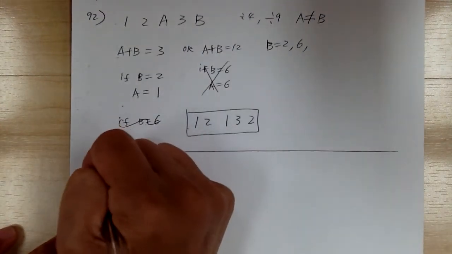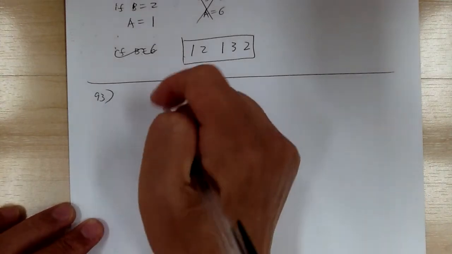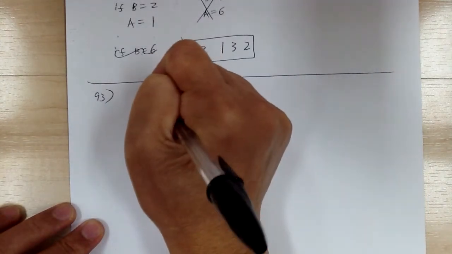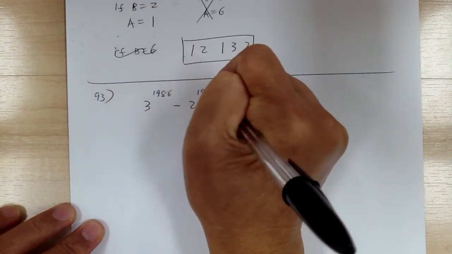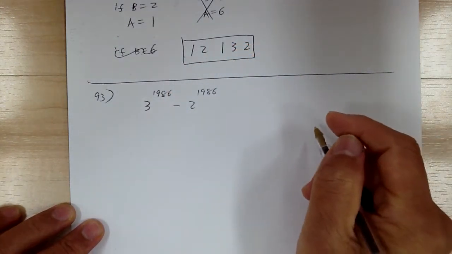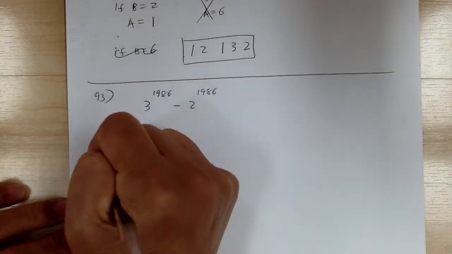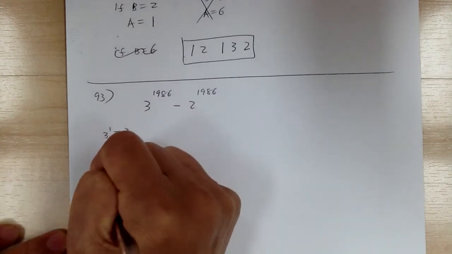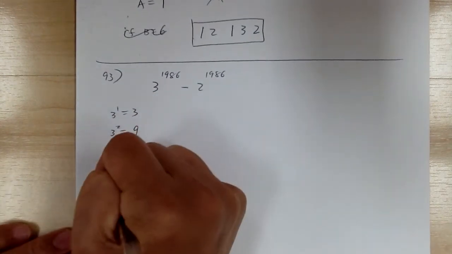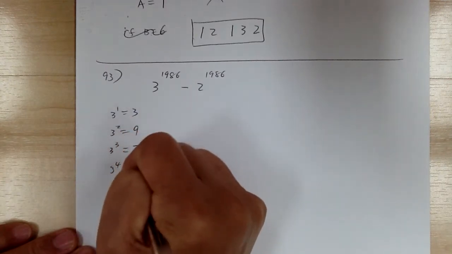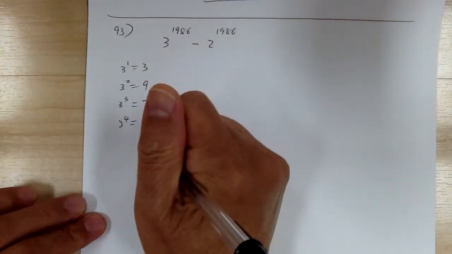Okay, let's go to 93. Find the unit digit of 3 to the 1986 minus 2 to the 1986. Looking for the unit digit. Let's do the 3 first. 3 to the 1 power equals 3, 3 squared equals 9, 3 to the 3 power equals 27, so write down 7. 3 to the 4th power, times by 3 gets 21, so it will be 1. Once you get to the 1, that's the one you're looking for.